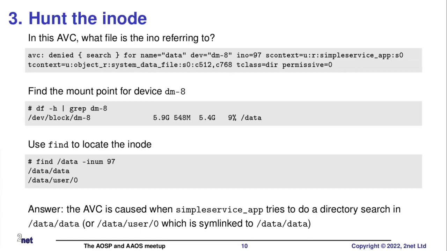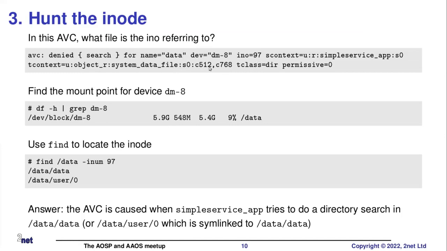And then the third case is a little bit different, but this is playing hunt the inode. The other day I had an AVC pop up like this. It says that simple service app is trying to access an object that is a system data file, which is a directory. And for the information about the thing it's trying to access, it just says name equals data, device equals DM8, and inode is 97. So I was stumped for a little while to work out what on earth this is.